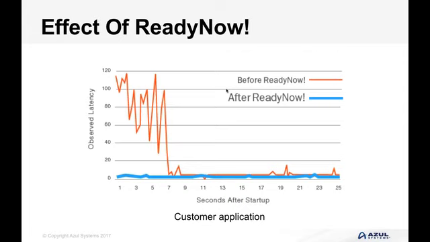This is the sort of graph that we typically see of before and after using ReadyNow. The orange line shows how the compilation is working. We're doing some optimizations, then de-optimizing until we get to a steady state. Even when we're running, we see a number of de-optimizations kick in. The blue line shows after we use ReadyNow. We're able to take advantage of the knowledge we have of how the application runs and really flatten out the latency that we see with the application.